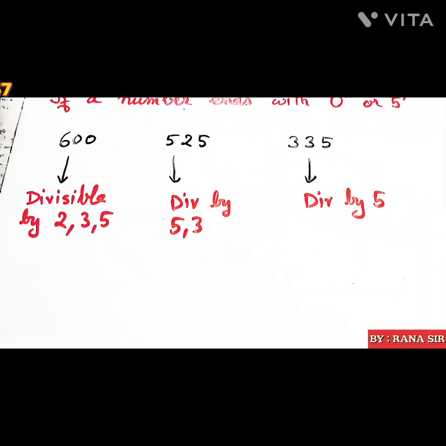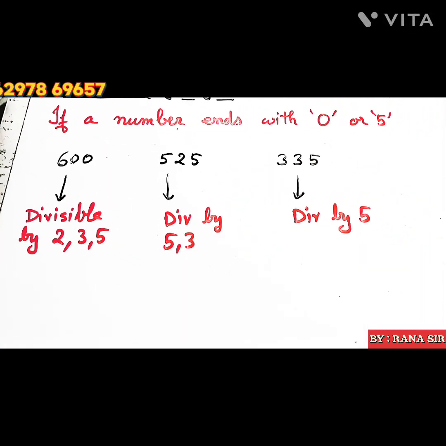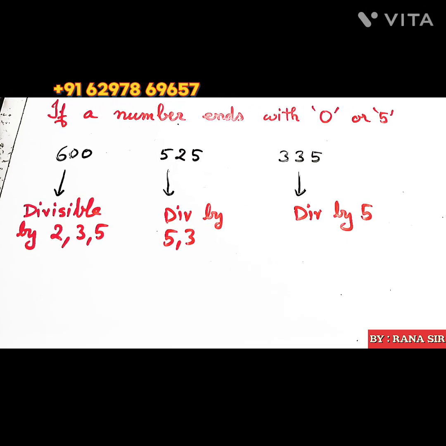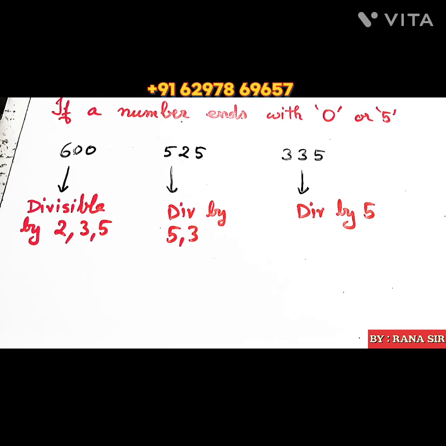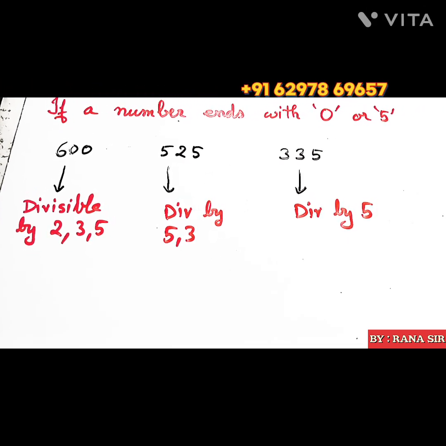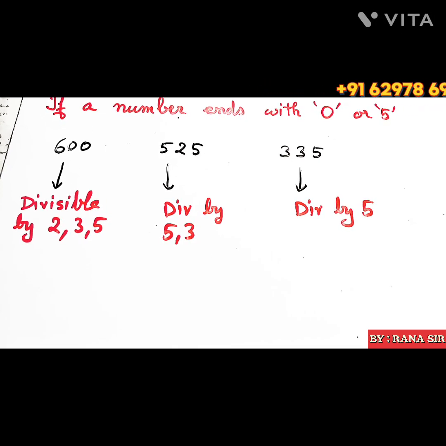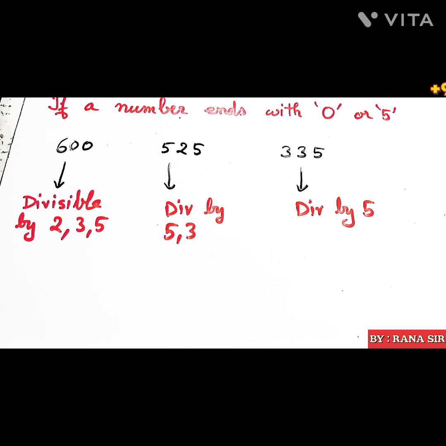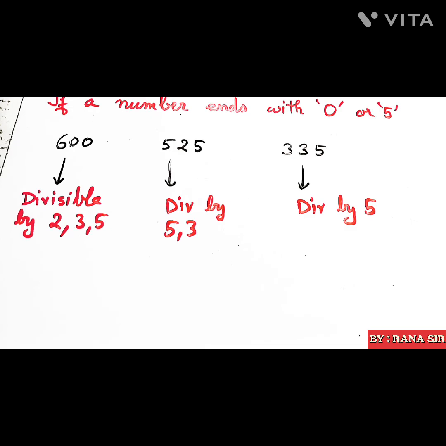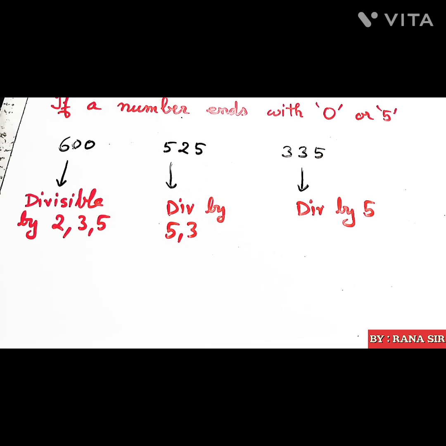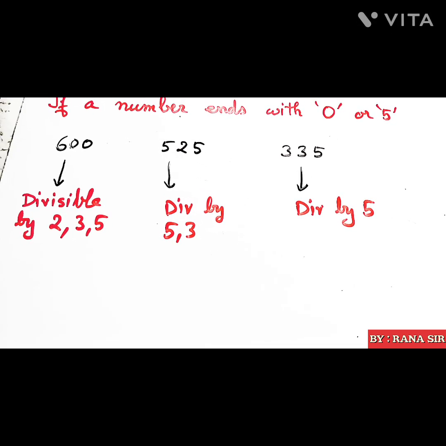Next, 35. 3 plus 5 is 8. 11 is not a multiple of 3, so it doesn't go by 3. It doesn't end with 0, 2, 4, 6, 8, so it is not divisible by 2. It is only divisible by 5, because the number ends with 5.